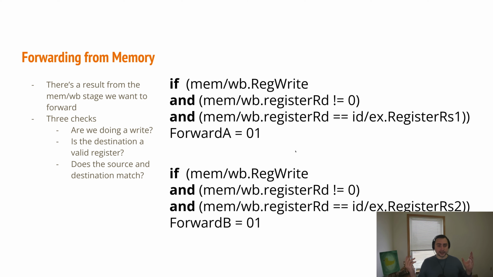We just rely on, say, maybe the previous stage to do the forwarding, or we rely on the value from the register file. So it's just these simple three checks. Now, we do run into a bit of a complication here with this simple logic.